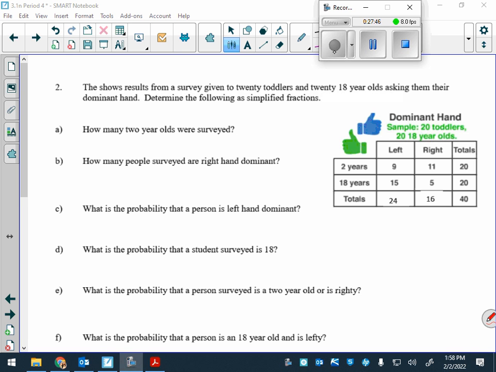So, 2A. How many 2-year-olds were surveyed? 20. That must have been really... I'm thinking of my own 2-year-old and trying to be surveyed. Anyway, sorry. Just dawned on me.